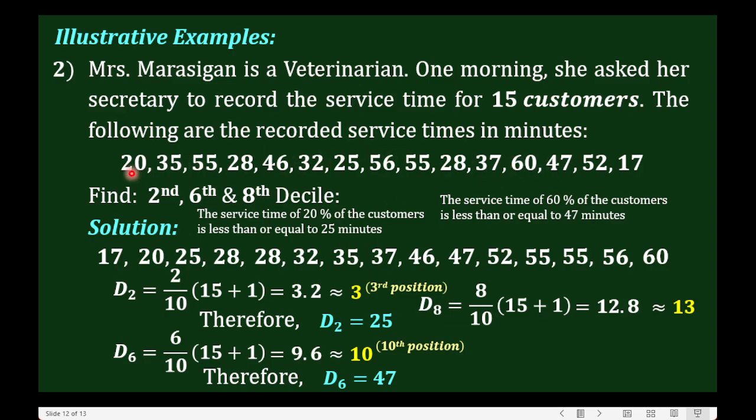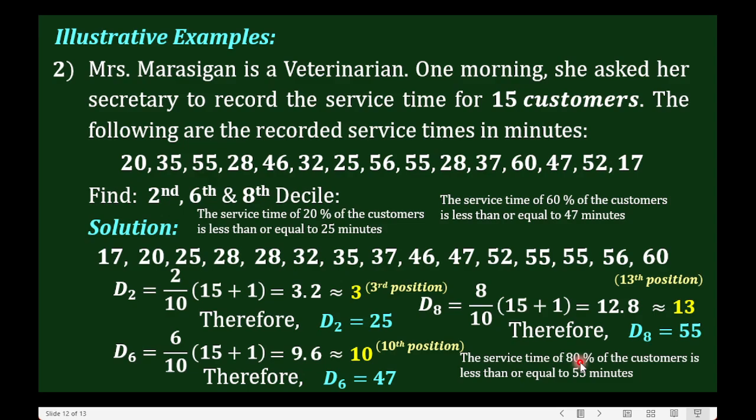No, not this one. Okay, sorry, my mistake. This is unsorted. This one, the sorted data. 1, 2, 3, 4, 5, 6, 7, 8, 9, 10, 11, 12, 13. Therefore, your 8th decile has a value of 55, which means the service time of 80%, because we are referring to the 8th decile, yan yung ibig sabihin ng 80%, of the customers is less than or equal to 55 minutes.